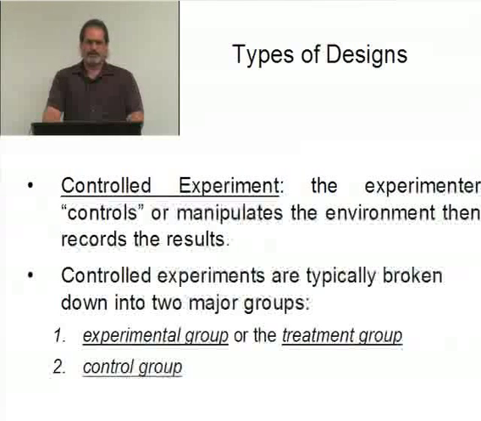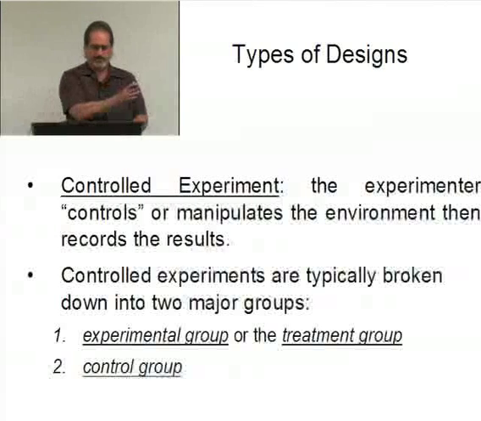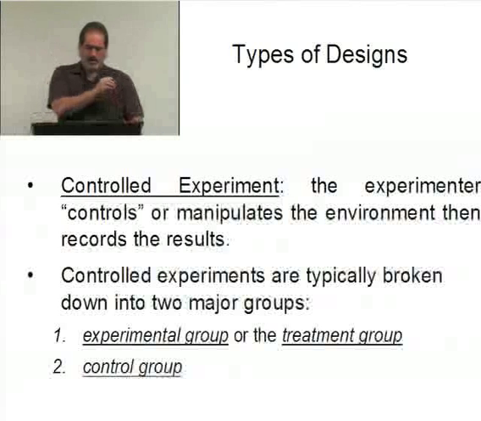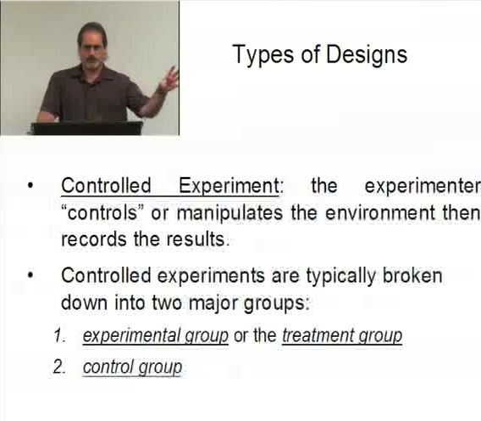Now, in a controlled experiment, the experimenter actually controls or manipulates the environment in some way, and then records the result as a result of that manipulation. When we do a controlled experiment, typically we break down our experiment into two major groups. The first being what we refer to as the experimental group, which is sometimes also referred to as the treatment group, and the other being the control group.